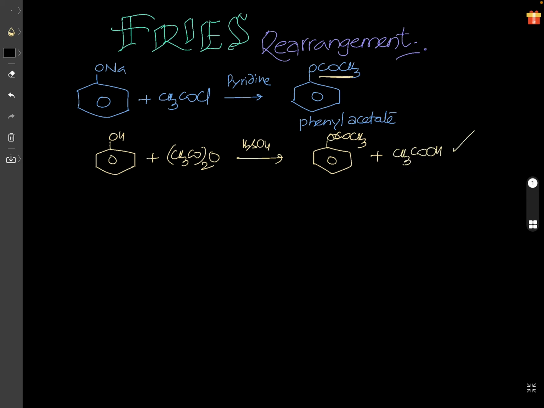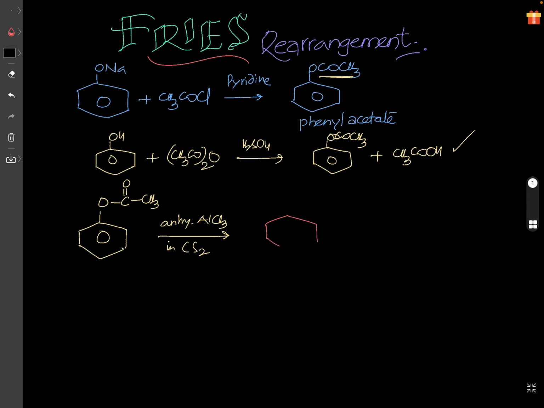This is not Fries rearrangement. Now we are going for the Fries rearrangement. The phenyl esters on treatment with anhydrous AlCl3 in the presence of CS2 as solvent. Okay, so here you see, this is OCOCH3. When you are taking anhydrous AlCl3, conditions you remember very well, in the presence of CS2 as solvent, it undergoes the reaction called Fries rearrangement.